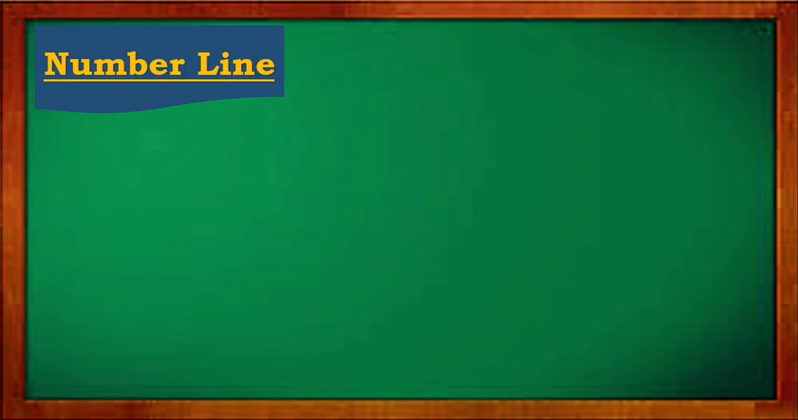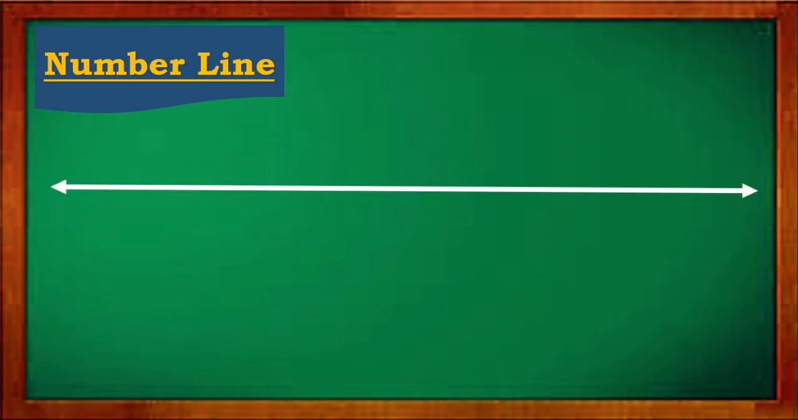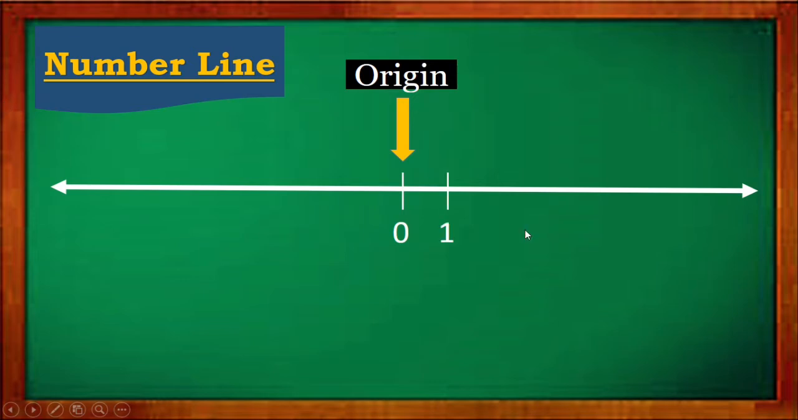From its name itself, number line, it is a line consisting of a set of numbers. And in the middle of this line we have 0, and it is called the origin of the line. On the right side of 0 we have 1, 2, 3, 4, 5, 6, 7, and so on and so forth.